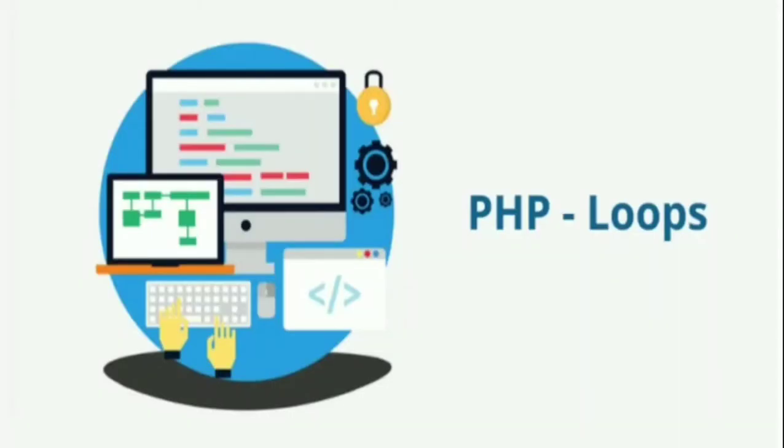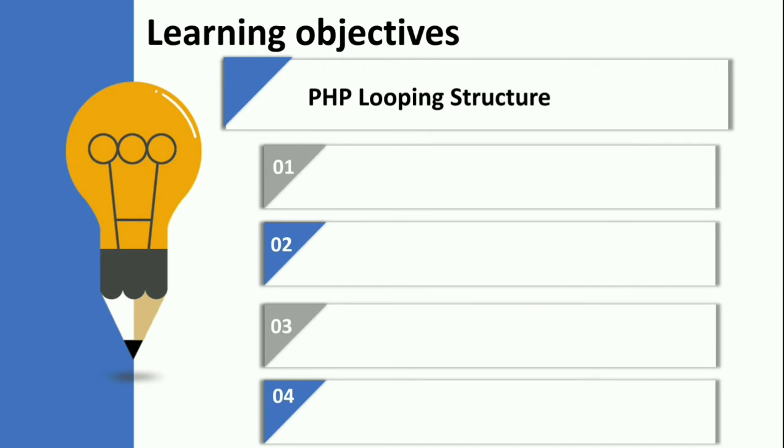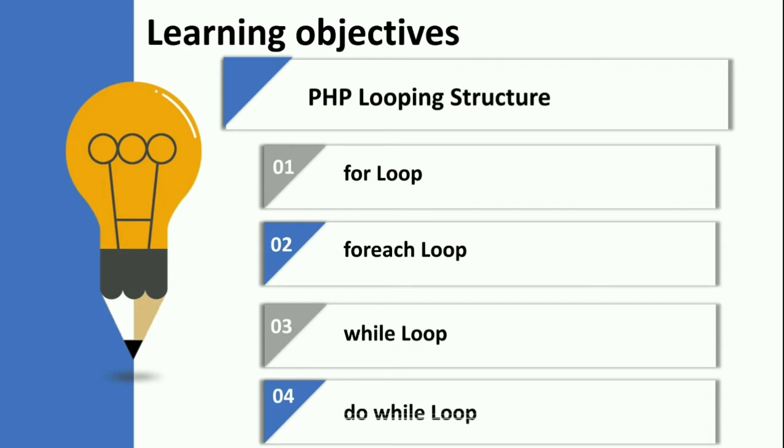In the previous class, you have learned PHP conditional statements, and in this class, you are going to learn loops. So let us see the learning objectives. PHP looping structure is of 4 types. First type is for loop. Second type is for each loop. Third type is while loop, and fourth type is do while loop.